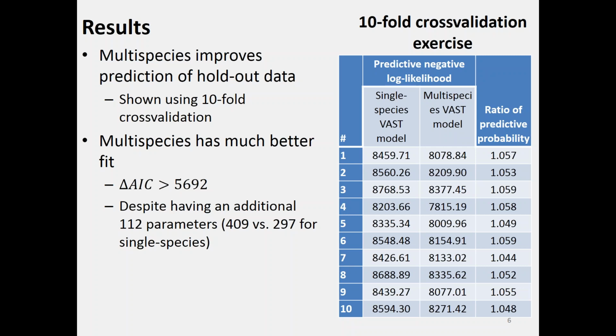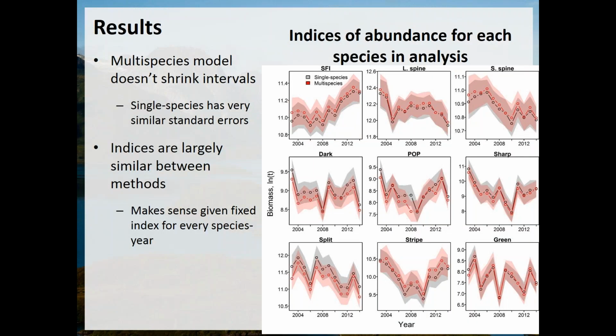In this case, the negative log likelihood is about 400 units better for the multi-species model on average. Given the size of the data set, that translates to a 5 or 6% improvement in predictive probability for the multi-species model. So we come away thinking that doing the multi-species model improves predictive performance a lot.